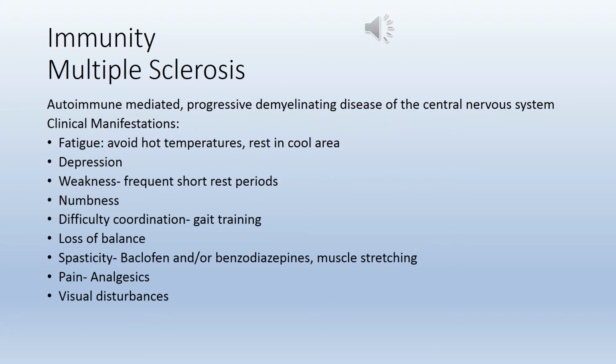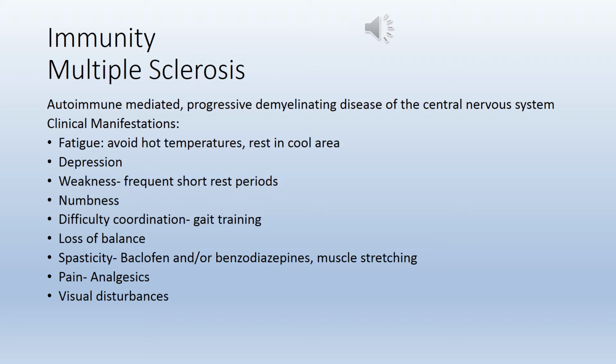In the concept functional ability, multiple sclerosis is the exemplar. Multiple sclerosis is an immune-mediated, progressive, demyelinating disease of the central nervous system. Demyelination refers to the destruction of myelin, which is the fatty and protein material that surrounds certain nerve fibers in the brain and spinal cord. It results in impaired transmission of nerve impulses.